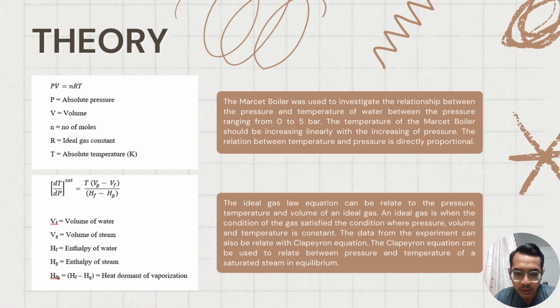The ideal gas law equation can be related to the pressure, temperature, and volume of an ideal gas. An ideal gas is when the condition of the gas satisfies the ideal gas law. The data from the experiment can also be related with the Clapeyron equation. The Clapeyron equation can be used to relate the pressure and temperature of a saturated steam in equilibrium. The first equation on the top left is the ideal gas law equation, and the second equation on the bottom left is the Clapeyron equation.